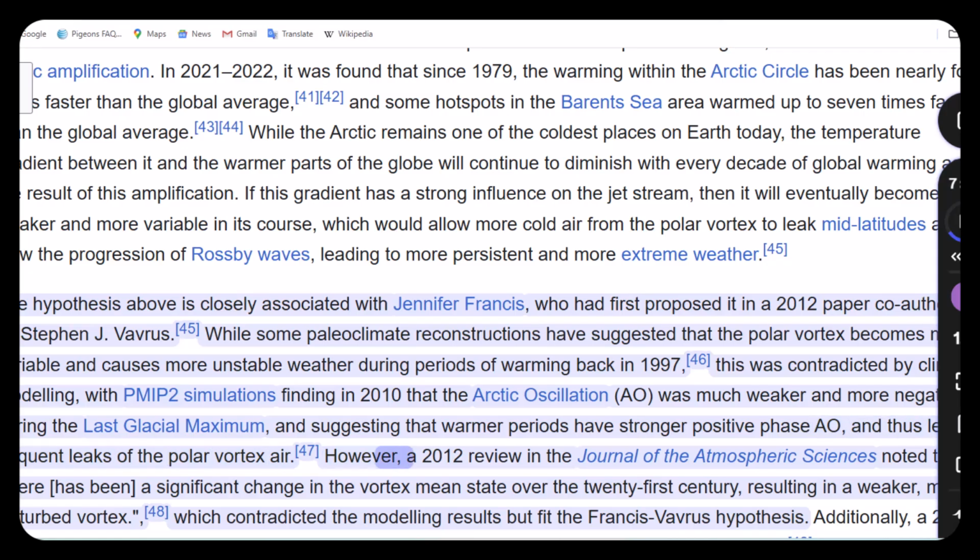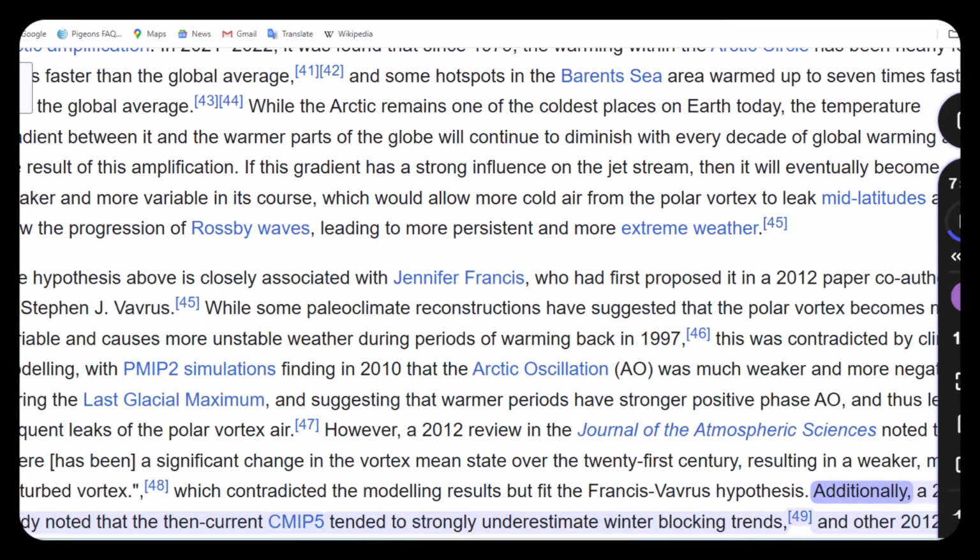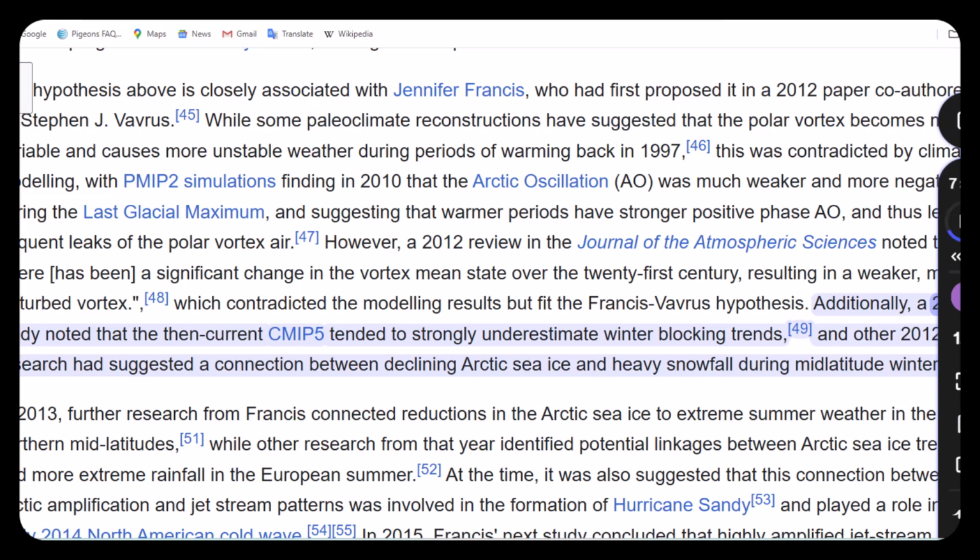However, a 2012 review in the Journal of the Atmospheric Sciences noted that there has been a significant change in the vortex mean state over the 21st century, resulting in a weaker, more disturbed vortex, which contradicted the modeling results, but fit the Francis-Vavrus hypothesis. Additionally, a 2013 study noted that the then current CMIP5 tended to strongly underestimate winter blocking trends, and other 2012 research had suggested a connection between declining Arctic sea ice and heavy snowfall during mid-latitude winters.